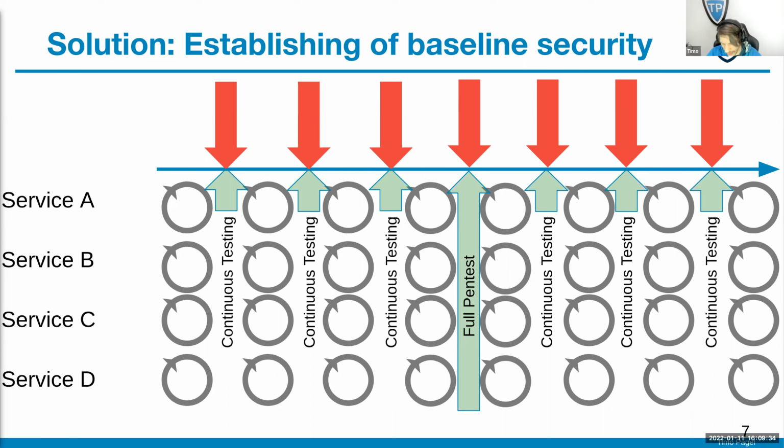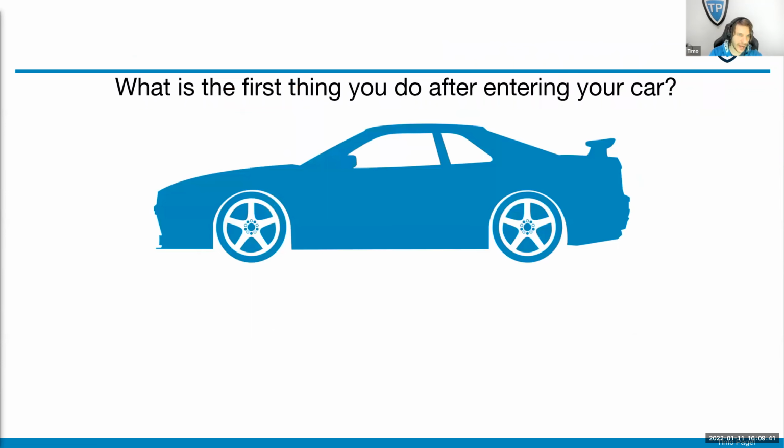So this is a presentation also for developers. So I will give you a bit of background on what to test, and we start with a car. So what is the first thing you do after entering your car? Maybe you can participate in the chat and write what it is that you do first? What is the task at hand you do when you enter a car?